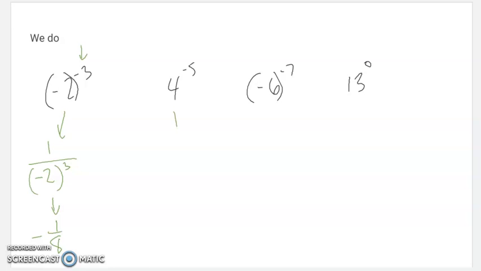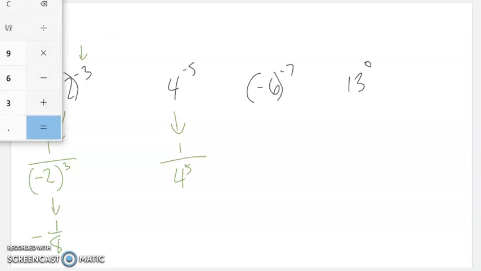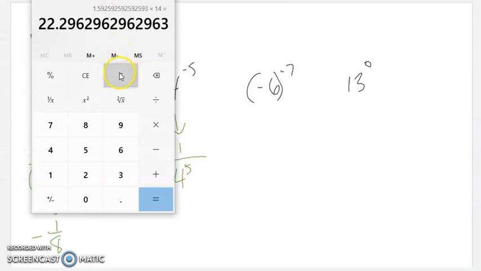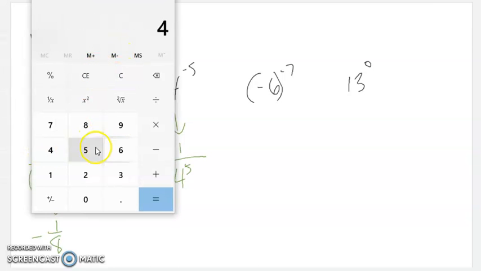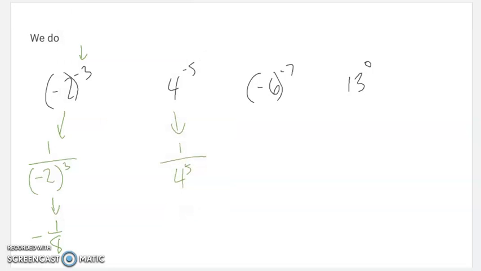4 to the power of -5 is the same as whatever 1 over 4 to the power of +5 is. That one I don't know. It's going to be pretty big. Pull my calculator in here. 4, 2, 3, 4, 5. 1 over 1,024.